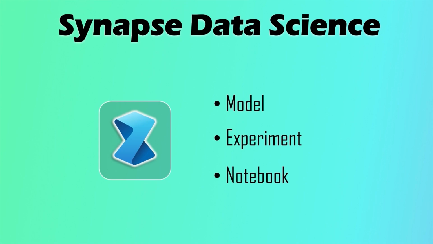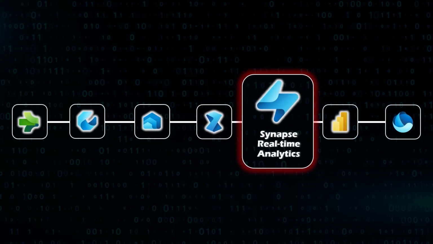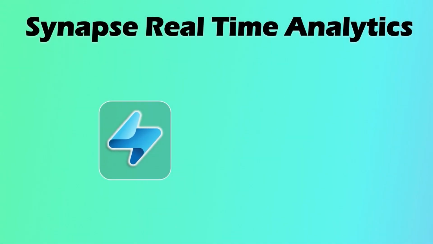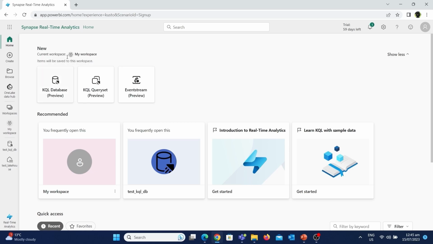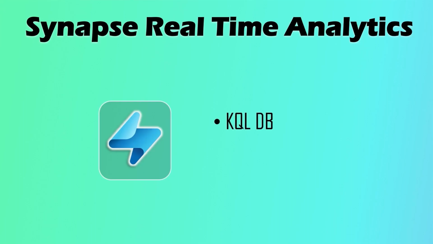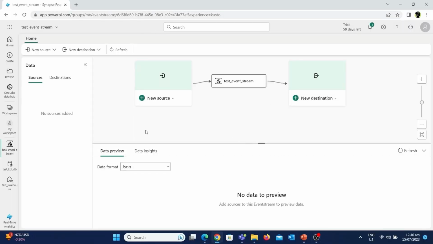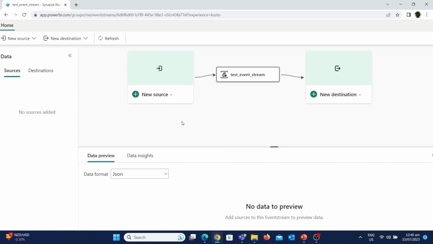So now let's discuss the next component, which is Synapse real-time analytics. The most important feature in this component is the KQL database, which is the query language database. In the Synapse real-time analytics component, when we process real-time streaming data, most probably it will be stored in the KQL database. And the tool that is used to process this streaming data is called Event Stream. We'll be using Event Stream to handle the streaming data by connecting to the data source, processing it, and storing it in the KQL database.